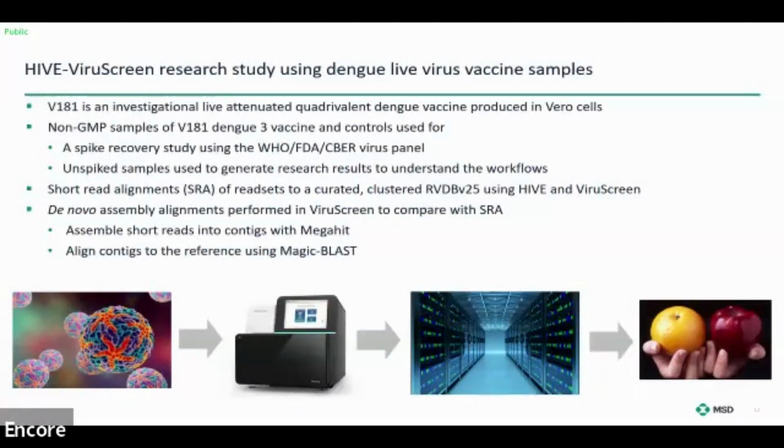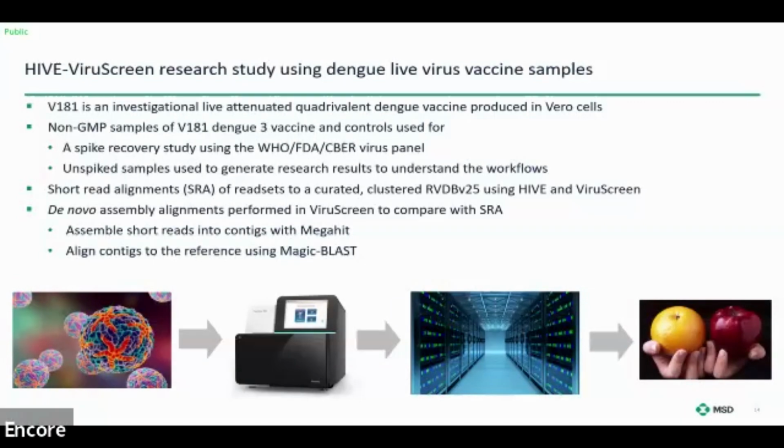So we decided to take this up a notch and perform a larger research study using our live dengue vaccine. These are just non-GMP samples of the dengue-3 recombinant live vaccine, where we performed a spike recovery study using the panel. We also had unspiked samples in order to generate these results and understand the workflows. We're using the short read alignments to a curated clustered RVDB version 25, so late 2022. And then we're following that up with an additional de novo assembly alignment performed in VirusScreen to compare that to the VirusScreen short read alignment.